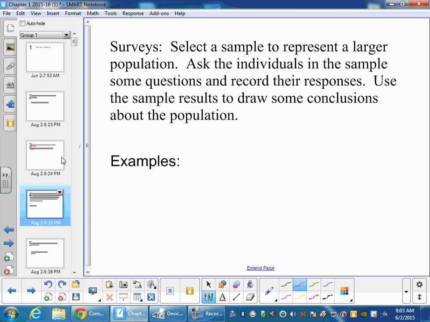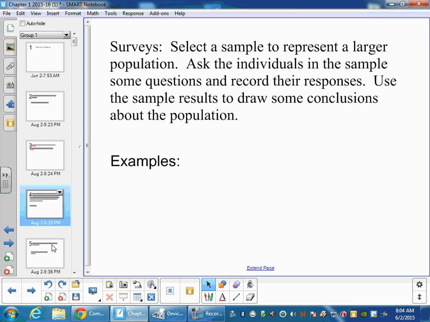One way of getting information is through surveys. You select a sample, smaller than the population, to represent the whole population. Because if I want to figure out what Irondale students think about my new fancy pair of shoes, I could go to each of the 1,600 students and ask them what they think of my shoes. Or I could ask about 45 people, and those 45 people would be fairly representative of the entire population.